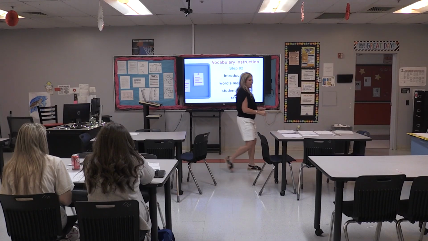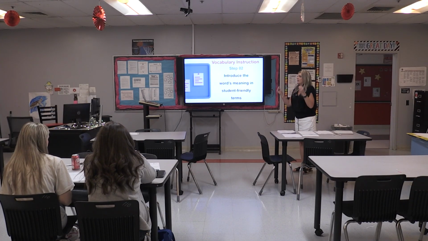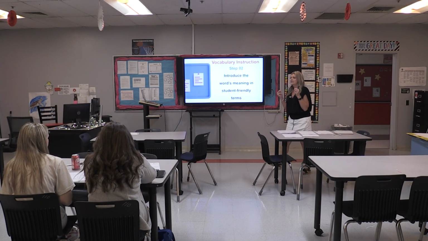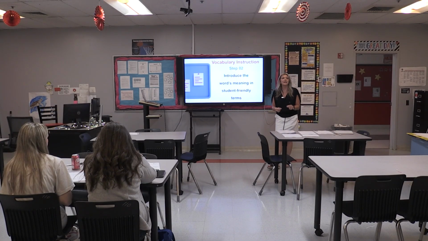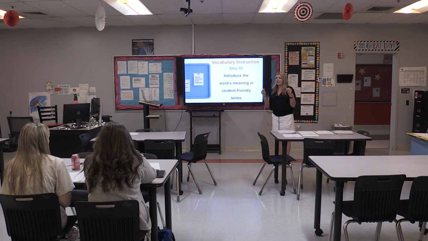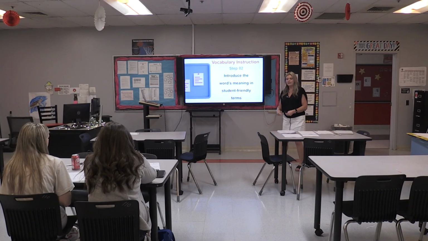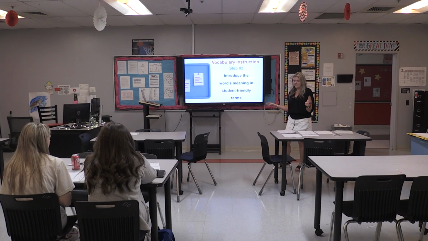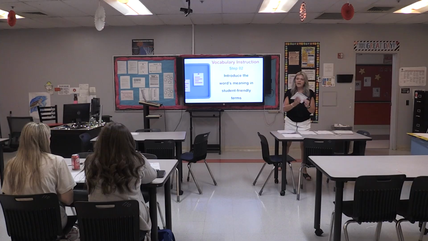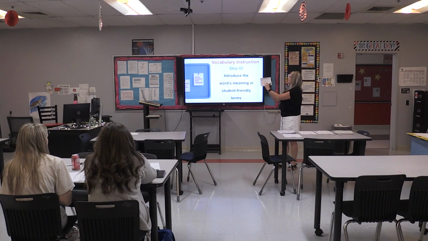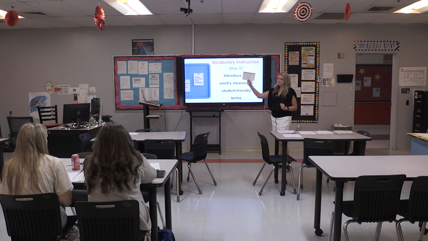Okay. That's all of step 1. Step 1 is making sure they know how to say the word correctly. If they can't say it, they're not going to know what it means and they're not going to be able to make a connection. So, on your Frayer model, go ahead in the middle and write the word invisible.